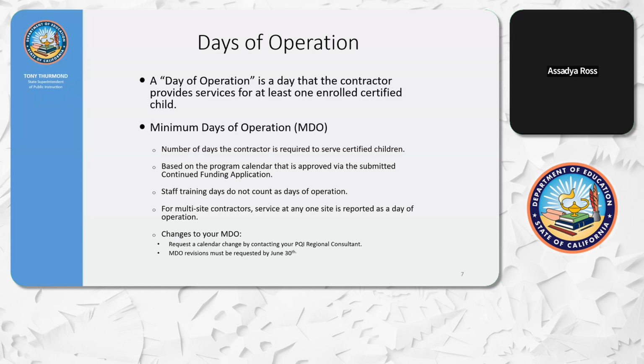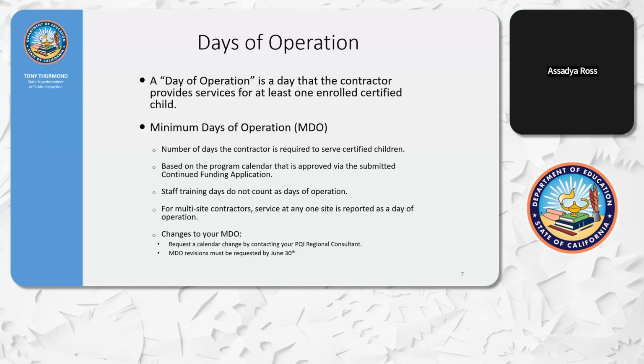Minimum days of operation, also referred to as the MDO, are going to be the number of days that the contractor is required to serve certified children. This becomes a term of your contract. This MDO is going to be based on the program calendar that was submitted either with your continued funding application, if you're a contractor that is continuing service from one year to the next, or if you're a contractor that was newly awarded funding, then this will be the calendar that was submitted in your request for application package.